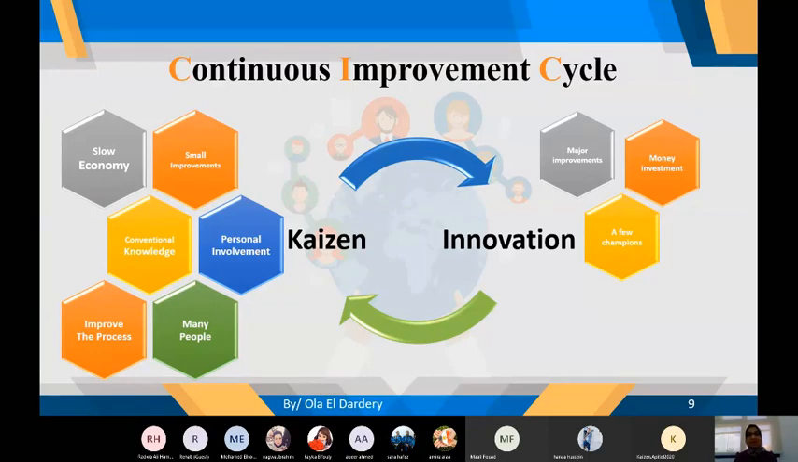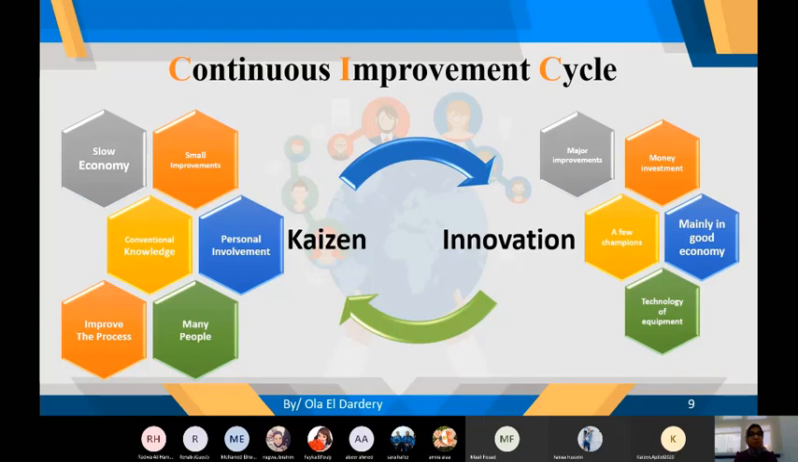It requires creativity and brainstorming. As well, it requires a few champions. We cannot say that a whole team is going to have a breakthrough idea if a few of them are not champions who have creative ideas and thoughts.